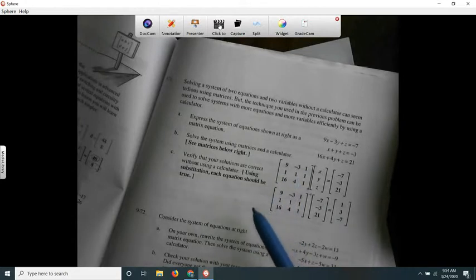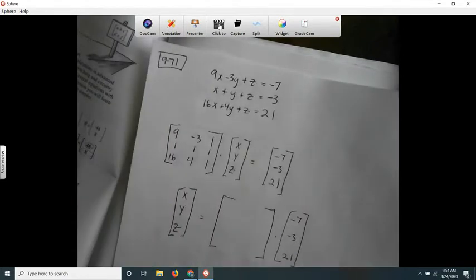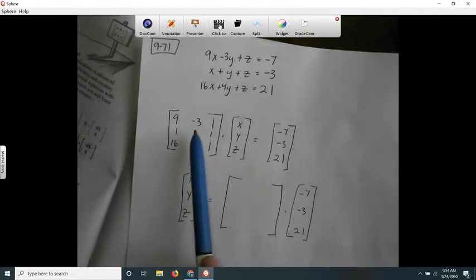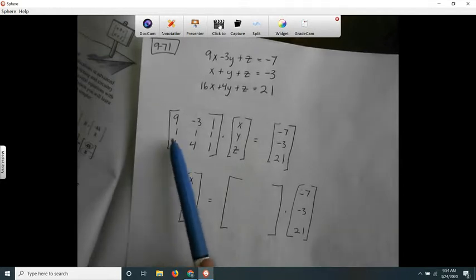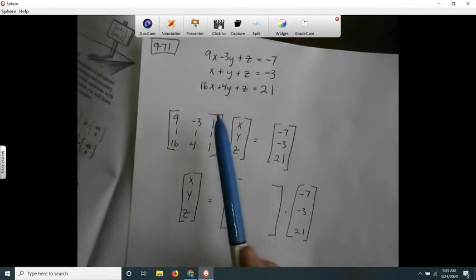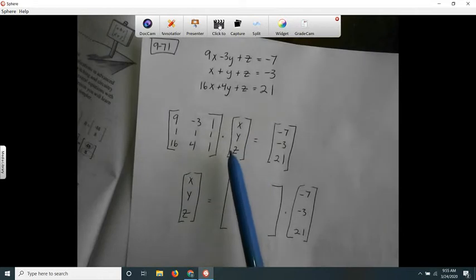To solve this system of equations, you want to multiply both sides by the inverse of this matrix here, and that's going to give you x, y, and z. The inverse of this matrix is not pretty, so I wrote all this down. If I multiply the left-hand side by the inverse, I get the identity matrix, which will cancel this out, and I'll get x, y, z.